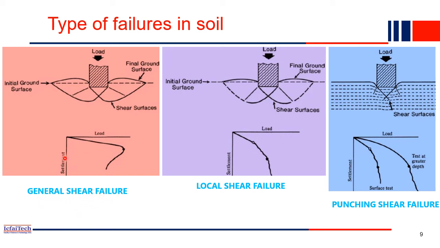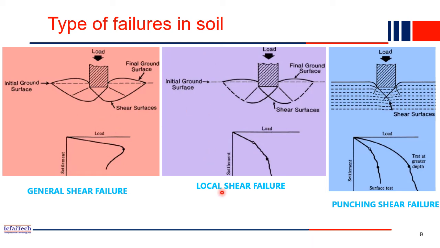If you see the load settlement curve for this type of failure, when the loads are increasing gradually, the settlement also increases gradually. But after a certain point, when the settlement reaches its optimum value, what will happen? Suddenly, the entire structure will settle down, and you see the settlement increases suddenly, very quickly. So this type of failure we call general shear failure. All nearby areas, the soil has failed in this category.